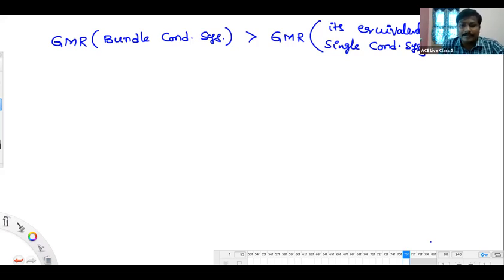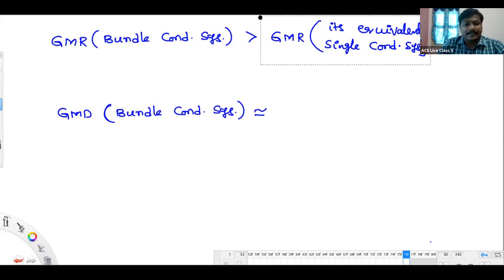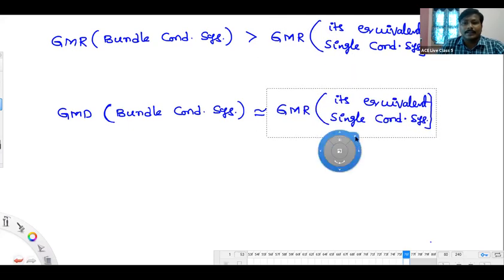But how are the GMDs we are getting? GMDs are equal, right? Approximately. So you write: GMD of bundle conductor system will be approximately equal to GMD of its equivalent single conductor system.